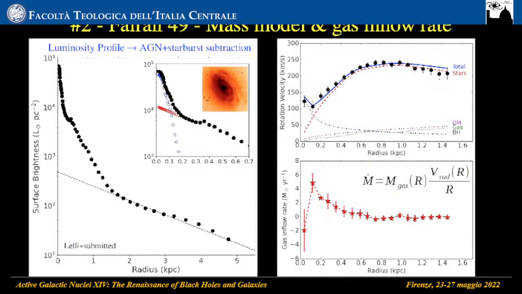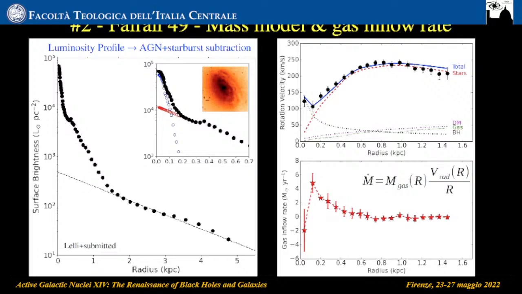Next, you can do a classic rotation curve decomposition. So you can see that the stars essentially dominate the dynamics within 1.5 kiloparsecs. But in the very central regions, we need a black hole.